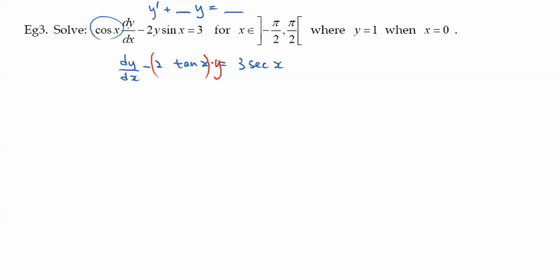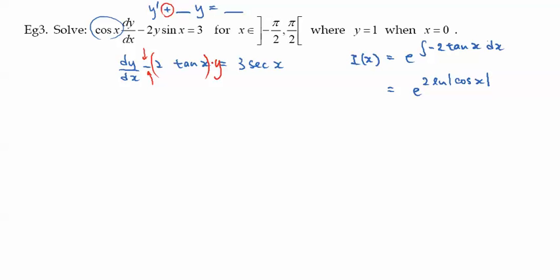But don't forget to include the negative in front of it, because a linear differential equation usually starts with a plus. If this middle term comes with a minus in front of it, your integrating factor will now involve negative 2 tangent x. We can integrate this into e to the 2 ln cos x.